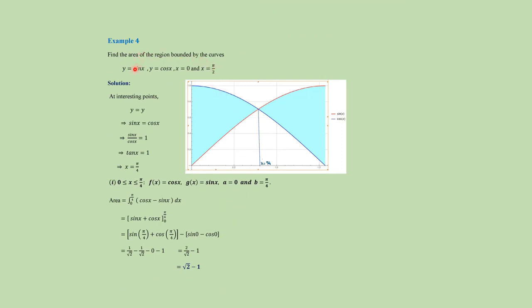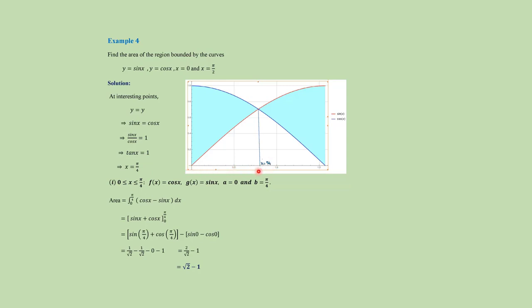For this example, we have two functions, y equals sin x, y equals cosine x, lower limit x equals 0 and upper limit x equals pi over 2. Now, if we draw the graph y equals sin x, then it becomes this red curve. And if we draw y equals cosine x, it becomes this one. They intersect at this point. Now, to find this point, equate both of them and solve for x, then you will get x equals pi over 4.